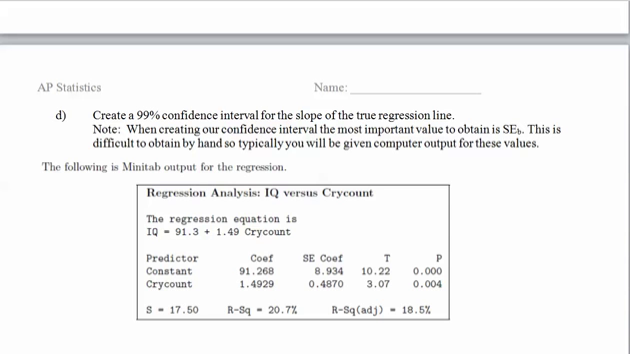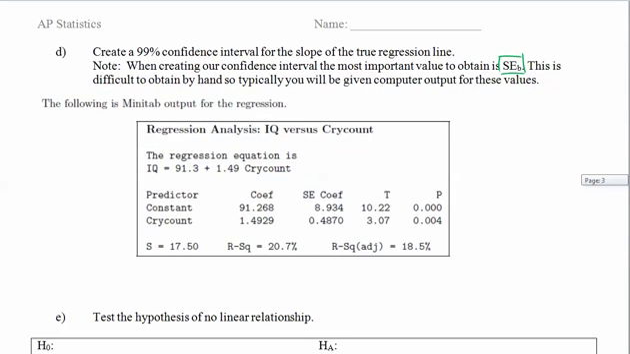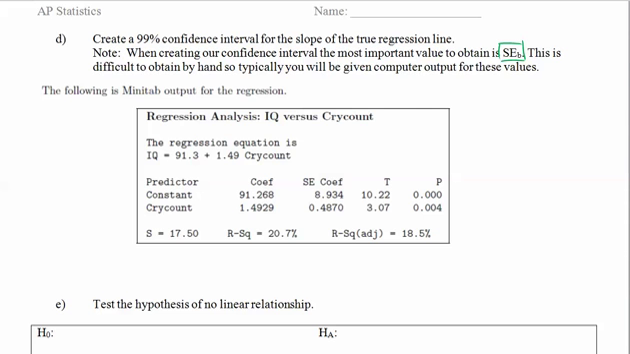Okay, the next thing we're being asked to do is create a 99% confidence interval for the slope of the true regression line. That is usually the slope that we're being asked to work with. When creating our confidence interval, the most important value to obtain is the standard error of B. This is difficult to obtain by hand, so typically you will be given computer output for these values. So for instance, we have a Minitab output for this regression. In this example, we will use this, and in the next subsequent example, we'll have to come up with SEB ourselves.